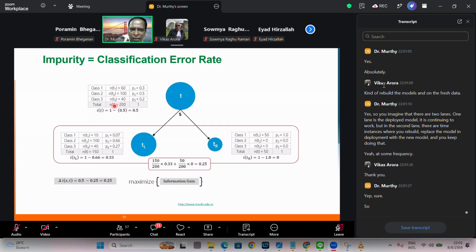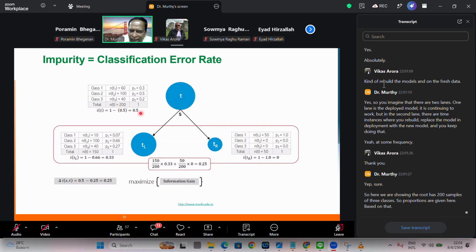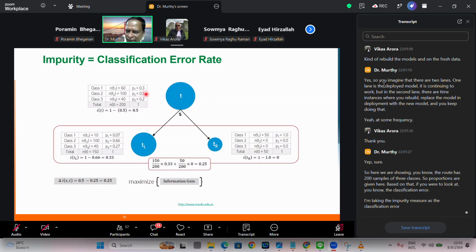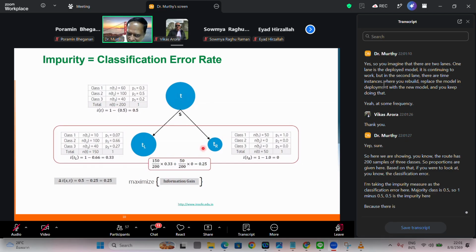So here we are showing the root has 200 samples of 3 classes. So proportions are given here. Based on that, if you were to look at the classification error, I'm taking the impurity measure as the classification error here. Majority class is 0.5. So 1 minus 0.5, 0.5 is the impurity here. Because there is an impurity, we must split.